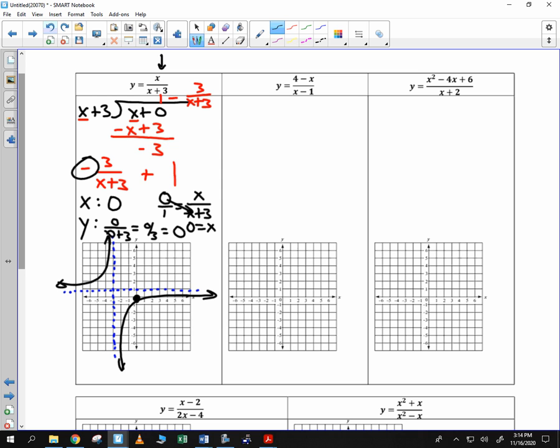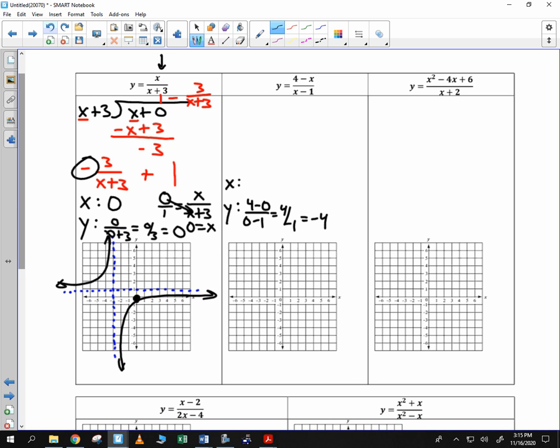So in each of these, I'm going to identify the x and y intercept. In fact, we'll even start by doing that right away, since we just did it, to clarify something for you. Find the y-intercept, you plug in 0 for x. And you can see you get 4 over negative 1, which is negative 4.